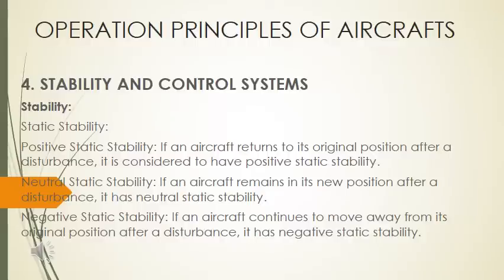If an aircraft returns to its original position after a disturbance, it is considered to have positive static stability. If it remains in the new position, it's neutral. But if it continues to move further and further away from the original position after a disturbance, then it has a negative static stability.